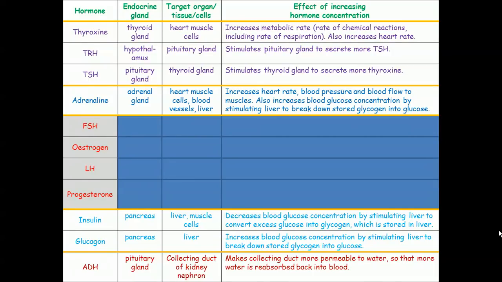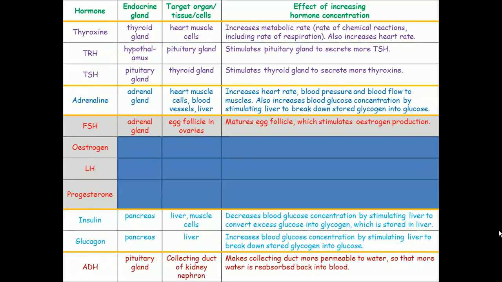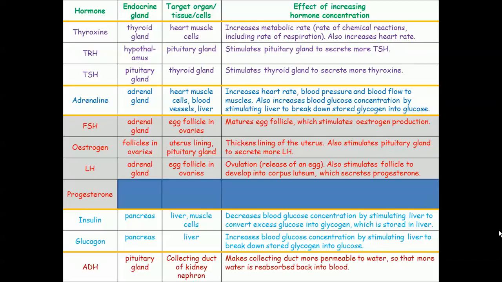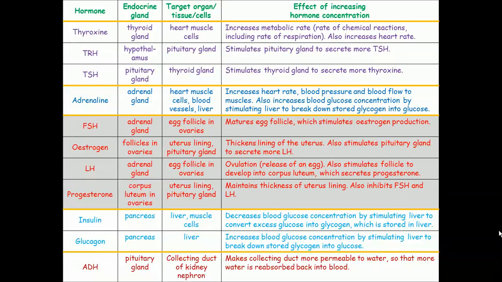Using this summary of the functions of all the hormones, we know that FSH is secreted by the pituitary gland, its target organ is the egg follicle in the ovaries, and its effect is to mature the egg follicle, which stimulates estrogen production. Estrogen is secreted by follicles in the ovaries. Its target organs are the uterus lining and the pituitary gland, and it causes thickening of the lining of the uterus and stimulates the pituitary gland to secrete more LH. LH is secreted by the pituitary gland, not the adrenal gland. Its target organ is the egg follicle in the ovaries, and it causes ovulation, which is the release of an egg. Progesterone is secreted by the corpus luteum in the ovaries. It has an effect on the uterus lining and maintains its thickness.